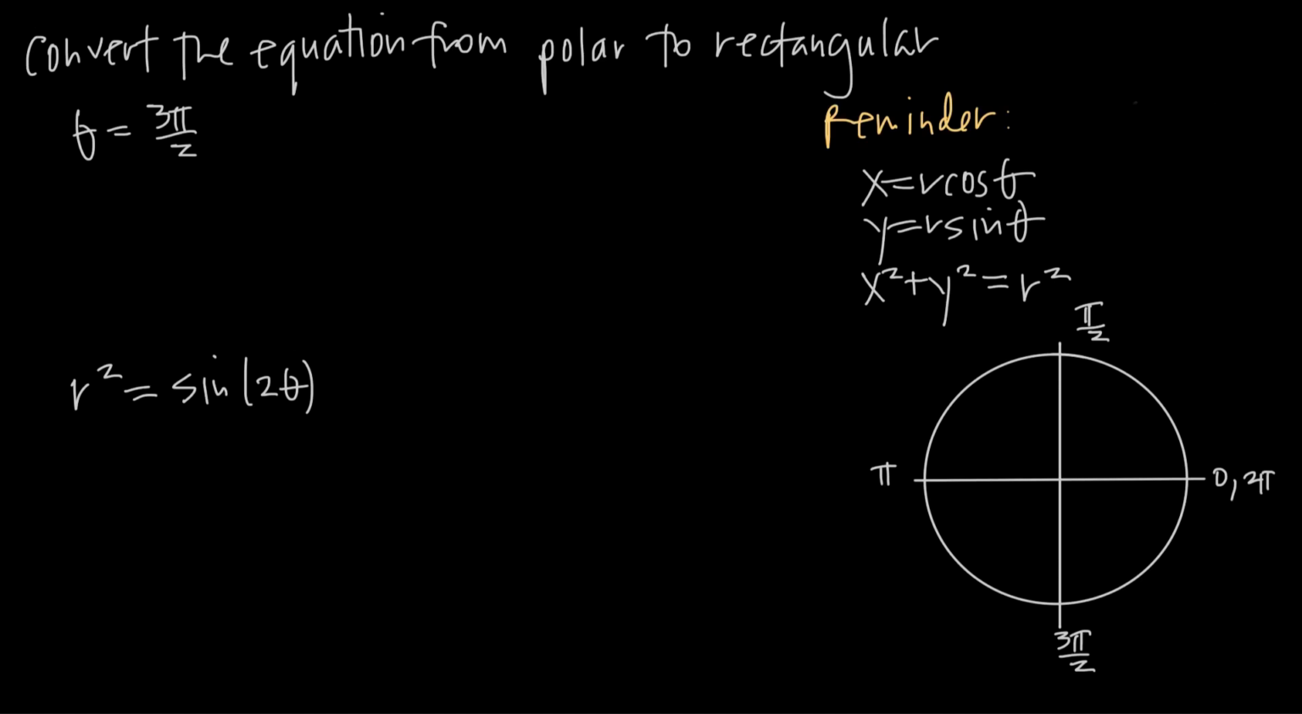In this video, we're talking about how to convert equations from polar coordinates to rectangular coordinates. We're going to do two examples, and the first one is an equation defined in terms of theta. It's theta is equal to 3 pi over 2.